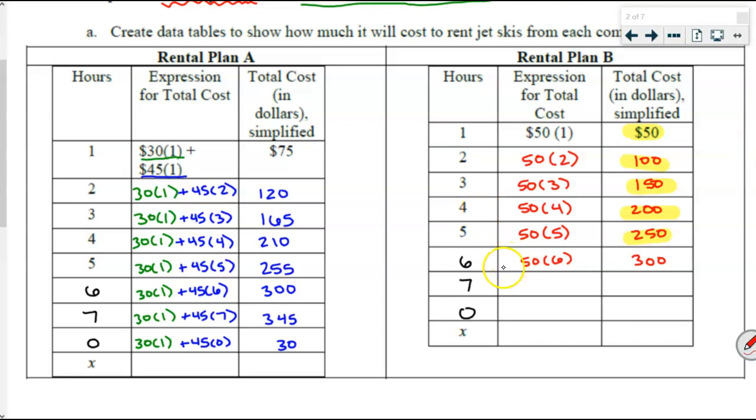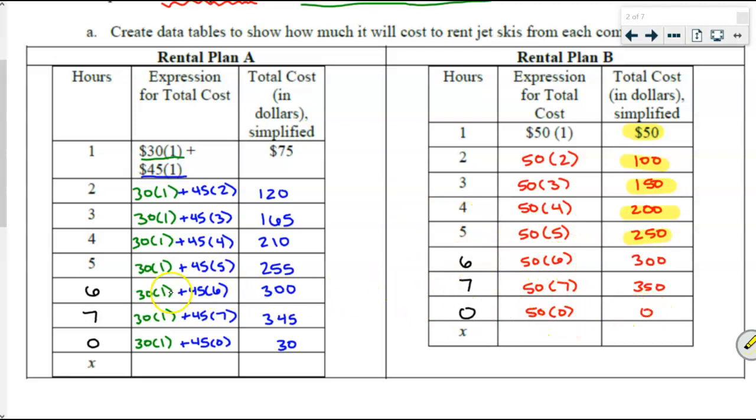Over here with Plan B, that's $50 an hour times our 7 hours, so we have $350. 0, that's $50 an hour times 0 hours, so that's 0. Great. Let's continue on though.